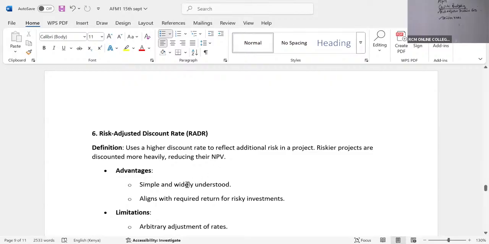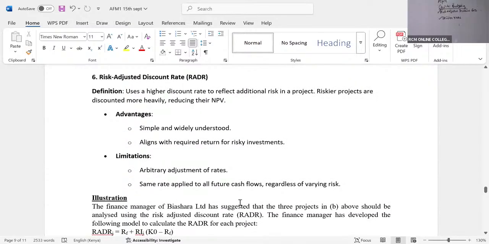Advantages: it is simple, widely used and even understood. It aligns with the required return for risky investments. In this case, limitations: subjectivity. How will you be able to say that this project is riskier than the other one? And if it's riskier, they're going to give it a 20% cost of capital. So, arbitrary adjustment of rates. Some rate is applied to future cash flows, regardless of varying risk, the same rate.